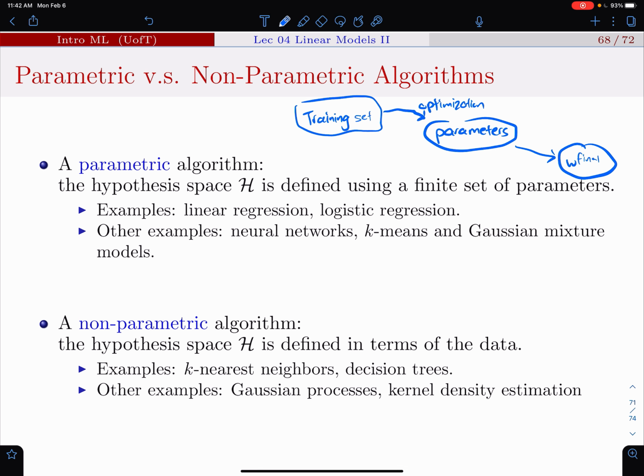I think the best way to conceptualize this is, for linear regression or logistic regression, we have a set of weights that we want to learn. Neural networks also have a bunch of weights. And then our training set tells us how we should update the weights in order to best classify or do regression. So after we have our final weights, we usually just evaluate on the validation set.